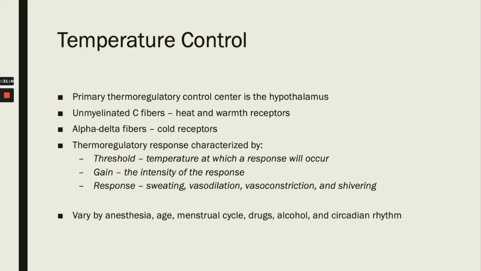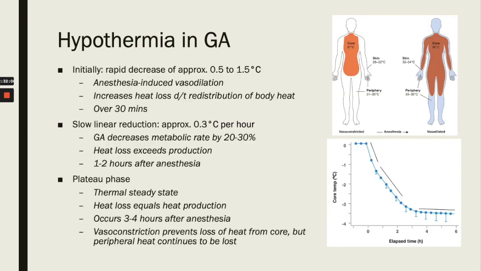Now, temperature control can vary by type of anesthesia, like epidurals and spinals, or general, and age, menstrual cycle, drugs, alcohol, and circadian rhythms can all affect our temperatures. So hypothermia in general anesthesia: there is an initial period where we have a rapid decrease of approximately 0.5 to 1.5 degrees Celsius. And this is anesthesia-induced vasodilation. We have increases in heat loss, and that's due to the redistribution of body heat.